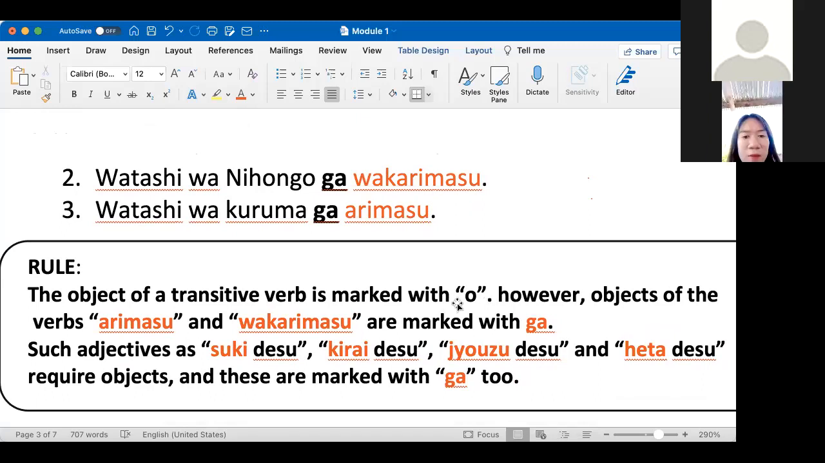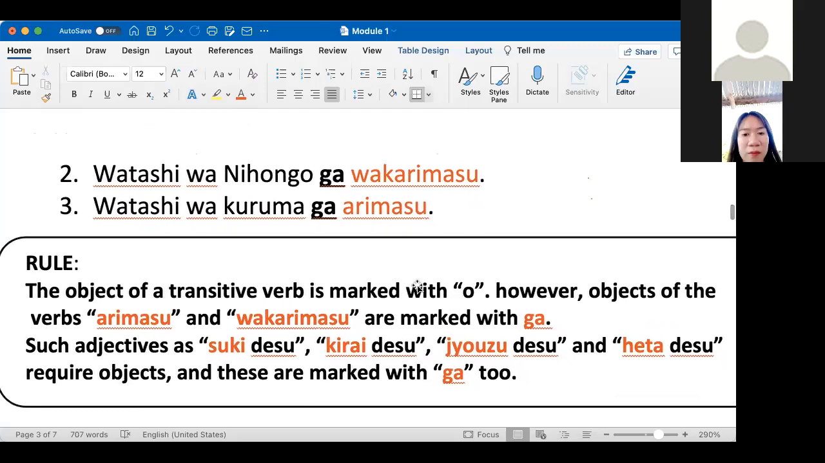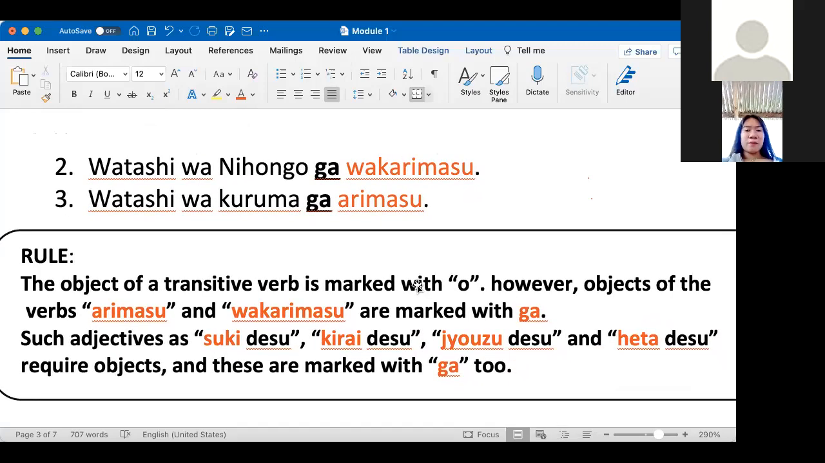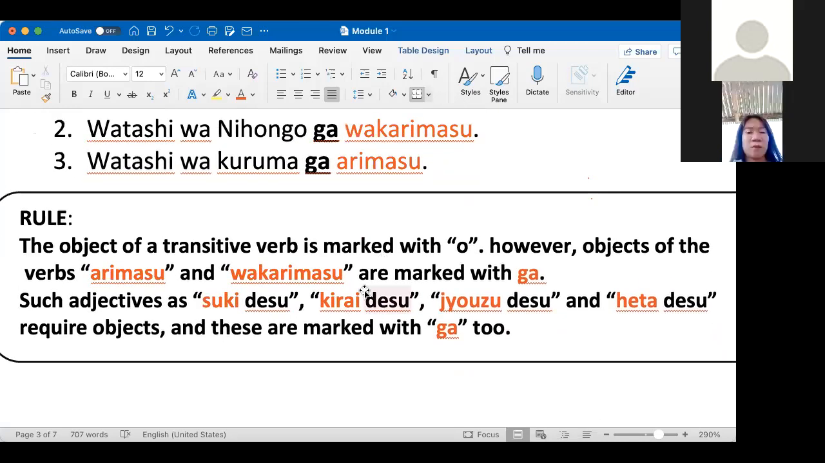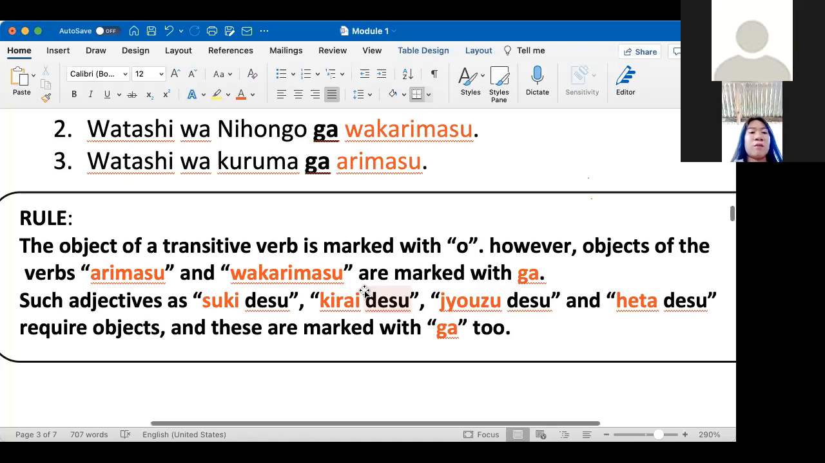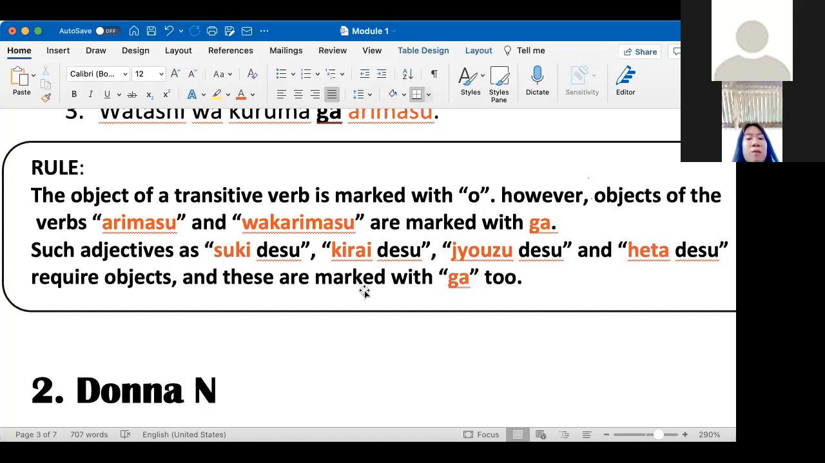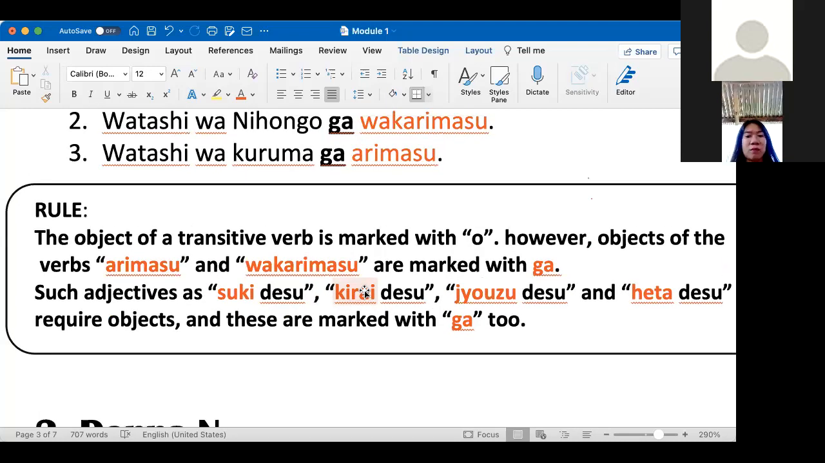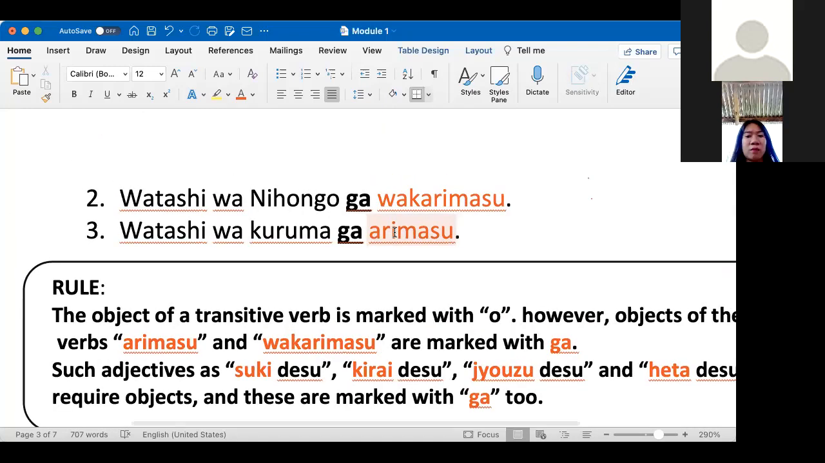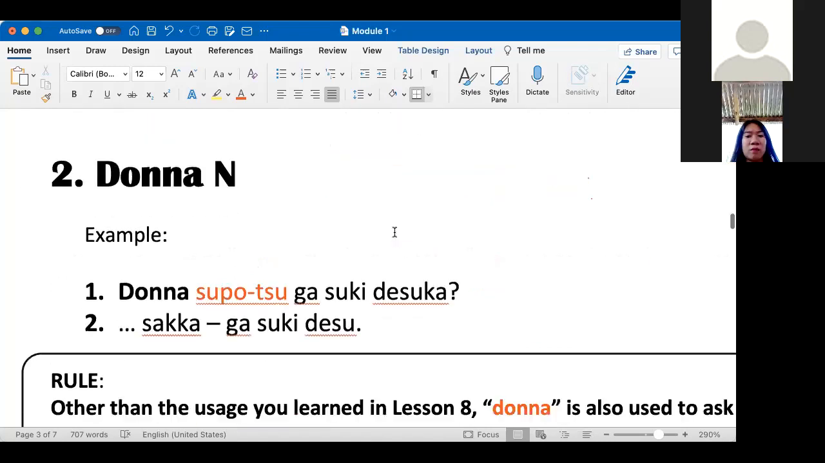Okay? Now, the rule here, it says here that objects of the verbs arimasu and wakarimasu are marked with ga. Na dapat ga yung gagamitin natin. At saka yung adjectives na suki, kirai, jouzu, heta, ga din yung ginagamit natin. Tandaan natin kasi yung usual na binibigay sa test, anong marker ang gagamitin natin? Is it ga or wa? Dapat tandaan natin yon. Ano bang dapat gamitin dito? Arimasu, imasu. Ito yung mga medyo confusing na mga words.